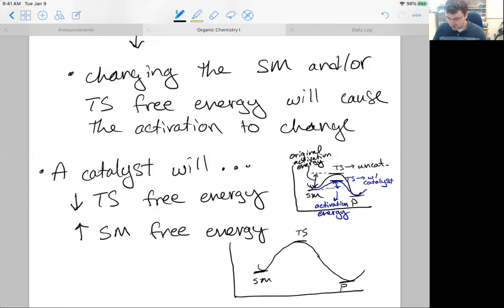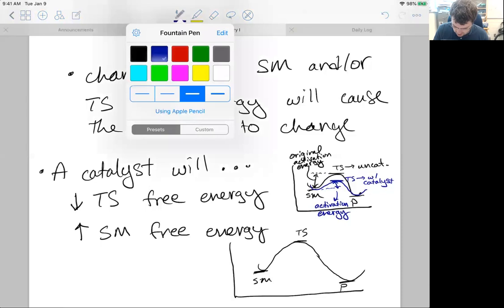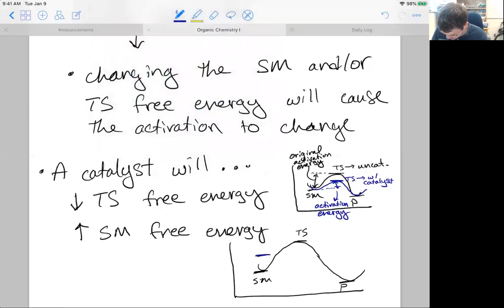Another thing that you could do is you could change the starting material energy. Now, in this case, what you want to do is make the starting material higher in energy. This is the same as saying the starting material is now less stable with the catalyst present. So this is actually starting material plus catalyst.